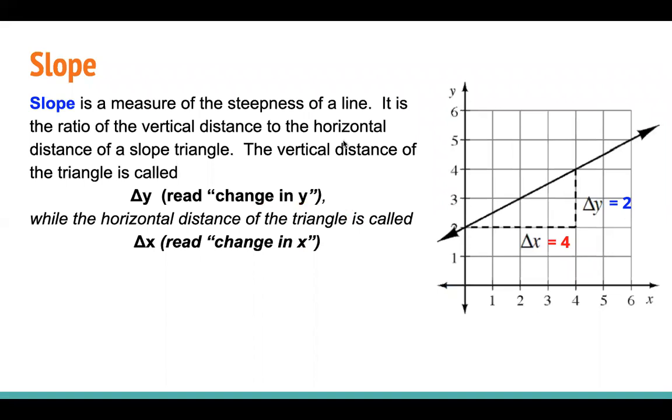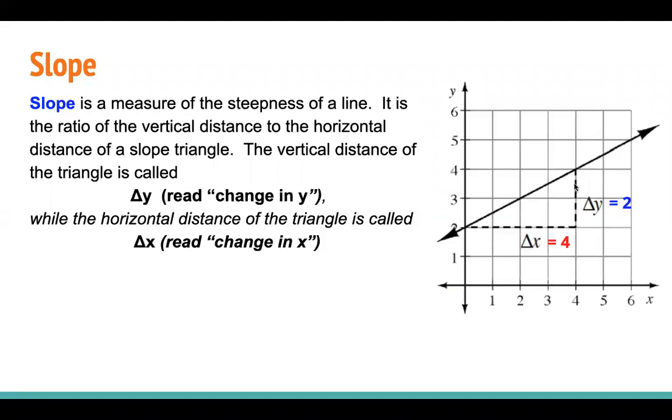So slope is a measure of steepness of a line. It's the ratio of the vertical distance to the horizontal distance of a slope triangle. The vertical distance of the triangle is delta y. We also read that change in y. That triangle is a Greek letter delta, while the horizontal distance of the triangle is read delta x, or change in x.